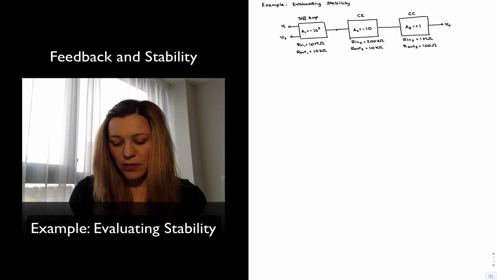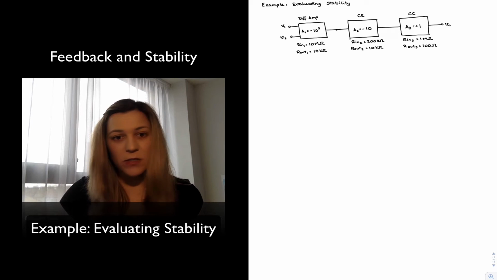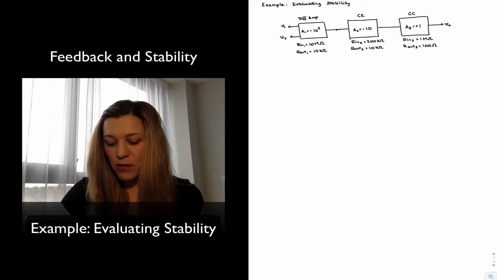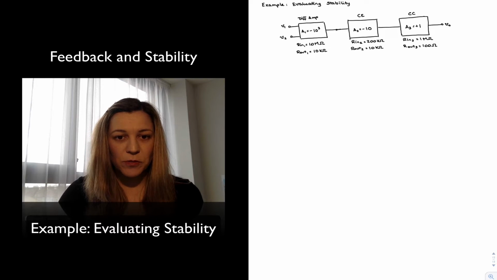So for the first stage, I'll have a gain of negative 1000, input resistance of 10 mega ohms, output resistance of 10 kilo ohms. For my common emitter stage, I have a gain of negative 10, input resistance of 200 kilo ohms, output resistance of 10 kilo ohms. And for my common collector stage, my gain will be approximately 1, input resistance of 1 mega ohm, output resistance of 100 ohms.